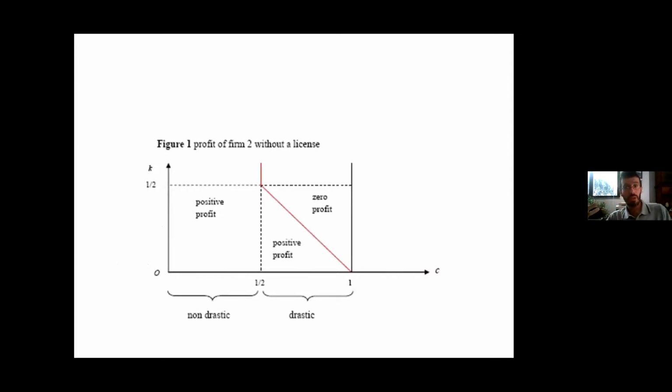So here you have the situation where firm 2 has not the license, and these are the profits of firm 2. Basically, what you have is that in the case of non-drastic innovation, the left side of the picture, firm 2 clearly has positive profits because innovation is non-drastic. In the case of drastic innovation, if the capacity constraint is strong enough, then firm 2 still has positive profits, whereas it has 0 profits if K is sufficiently high, so that the capacity constraint is not relevant. Okay.